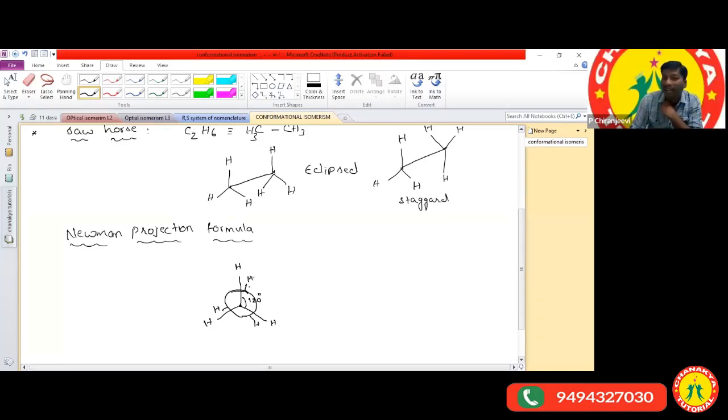So exactly opposite, that we can call the eclipsed form. This we can call an eclipsed form.